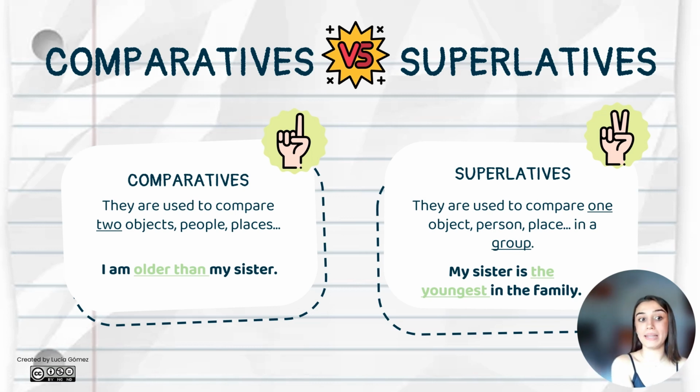O sea que los comparativos los utilizamos para comparar dos cosas, mientras que los superlativos siempre es algo dentro de un grupo, ya sea lo más, lo menos o bueno, siempre para resaltar la característica de esta persona, objeto o cosa dentro de un grupo.